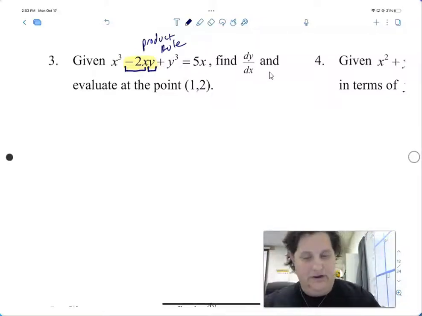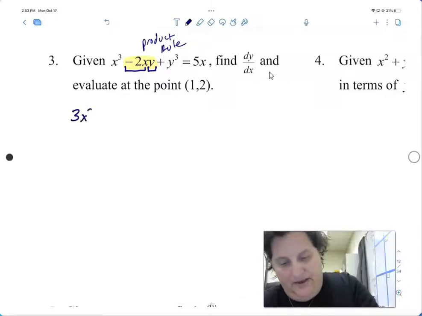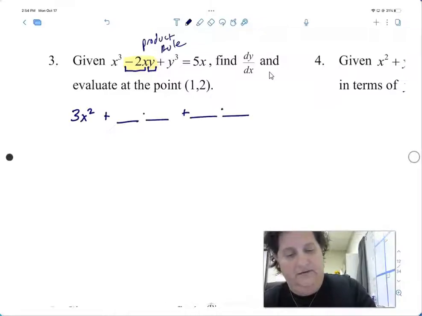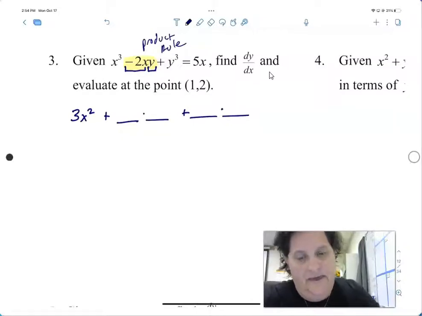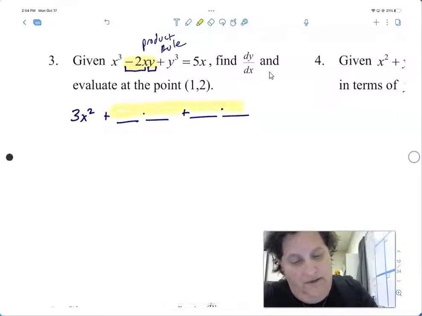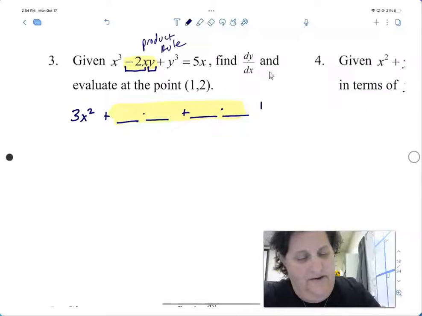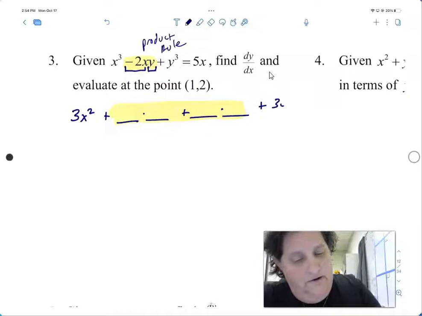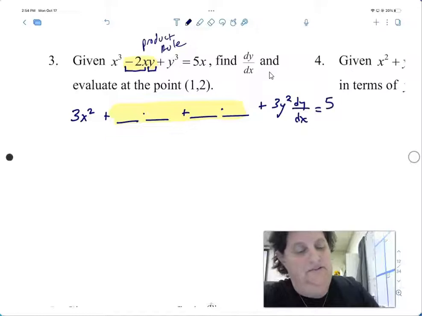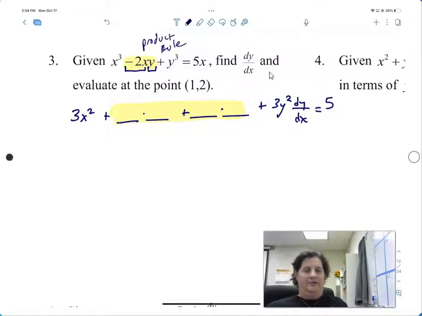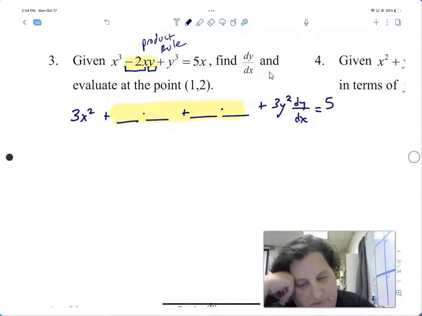So here's how it goes. 3x squared, that was that one. And then I have to do a product rule, so derivative of the first times the second, plus the first times the derivative of the second. This whole product rule comes from the part that I highlighted. Let's finish this out so we can go back and focus on that. The derivative of y cubed is 3y squared dy/dx, and the derivative of 5x is 5, but we don't write dx/dx. So I just need to get this product rule here.